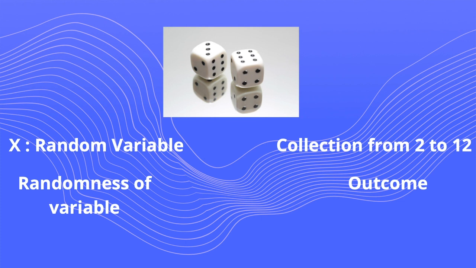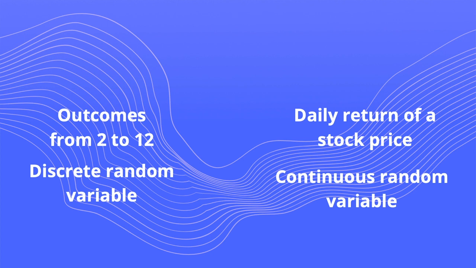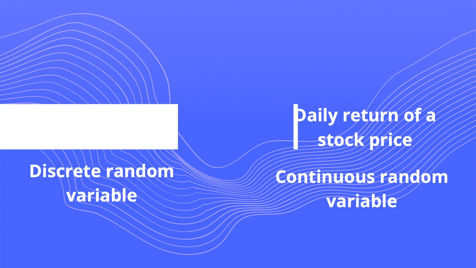Outcome is basically the results of the game. In the example above, the possible outcomes include integers from 2 to 12. So, it is called the discrete random variable. There is another type of variable, for example, the daily return of a stock price. It can take any real values. Hence, it is called continuous random variables.